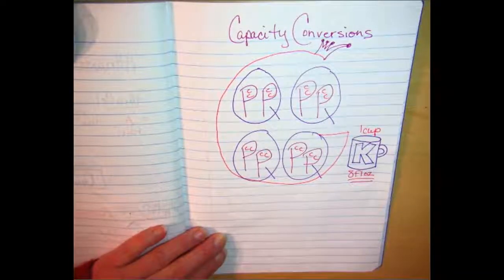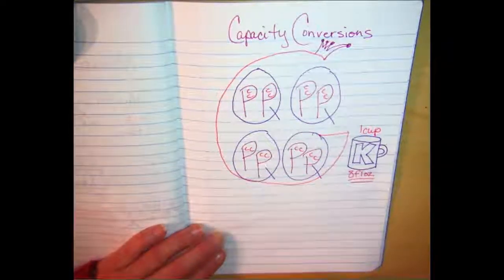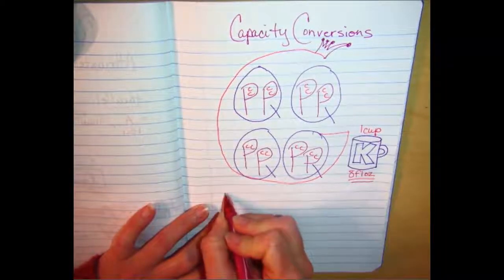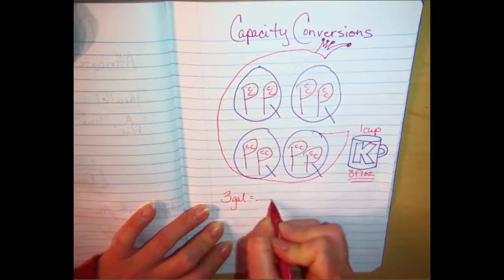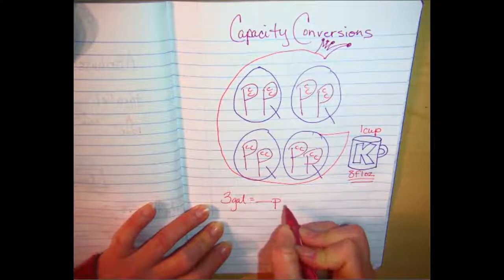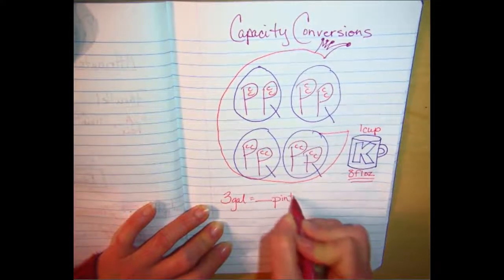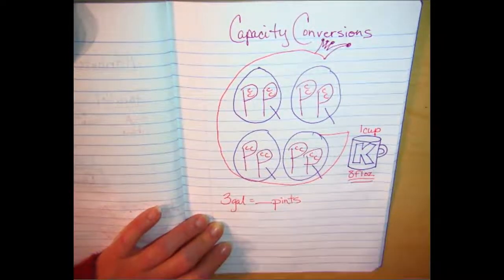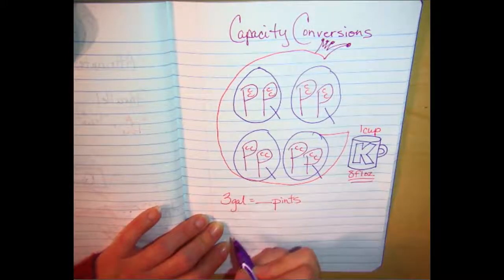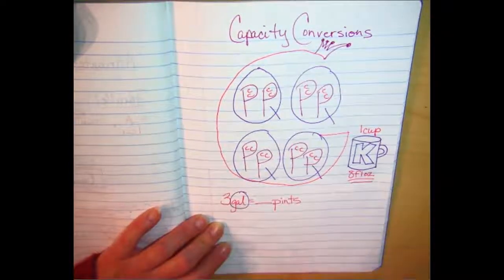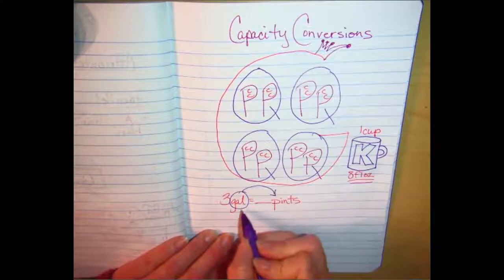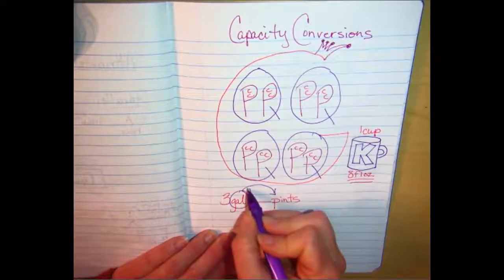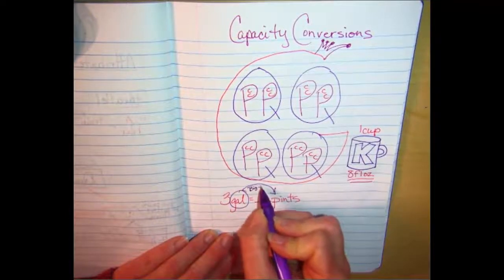If I do a capacity conversion and I want to change 3 gallons to pints, am I going small to big or big to small? Who's my big? The king is the big. Am I going small to big or big to small? Which way am I going? I'm going big to small.